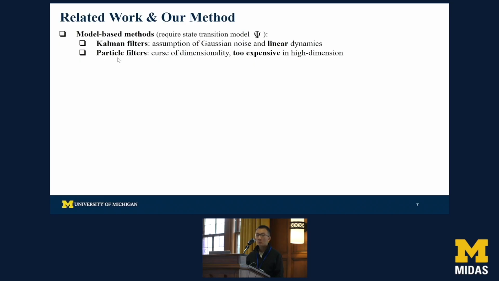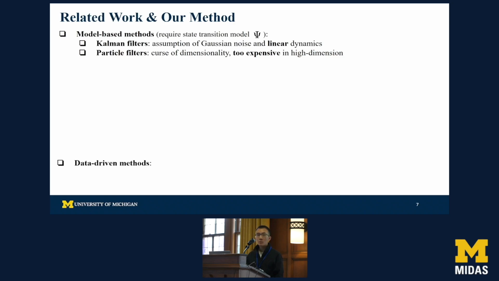Another classical approach is the particle filter. You can use a particle filter to track the stochastic dynamic system. But the thing is that with particle filters, you need to simulate the particles, and it suffers from the so-called curse of dimensionality. Using a particle filter is good for low-dimensional problems, but it's too expensive when we're solving modern scientific problems where the problem is very high dimensional.